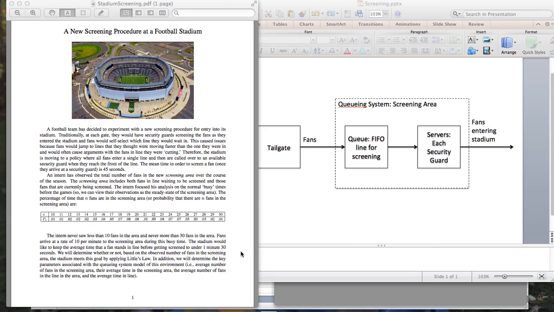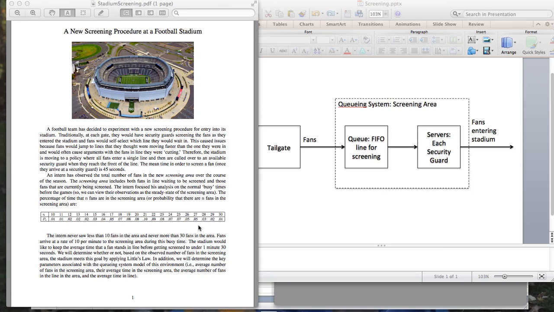And then the last thing we're given is observations of the percentage of time that a total number of fans are in the security or screening area. For example, if we look at this chart, 21 fans are in the system 10% of the time. In the system, in the screening area, means 21 fans are waiting in line plus the number of fans being served. So we're going to count every fan that is either getting served or in line in this N.